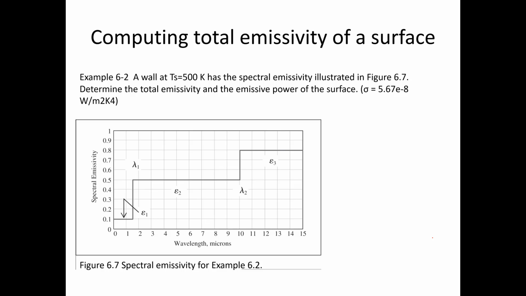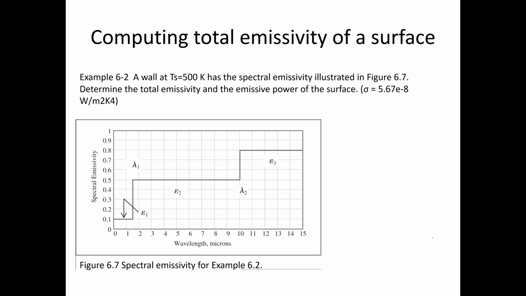Here's an example from your book. It says that a wall with a surface temperature of 500 Kelvin has a spectral emissivity as illustrated in the figure below. Spectral emissivity means that the emissivity changes as a function of wavelength. In this graph, on the y-axis you have the spectral emissivity ranging from 0 to 1, and on the x-axis you have wavelength.